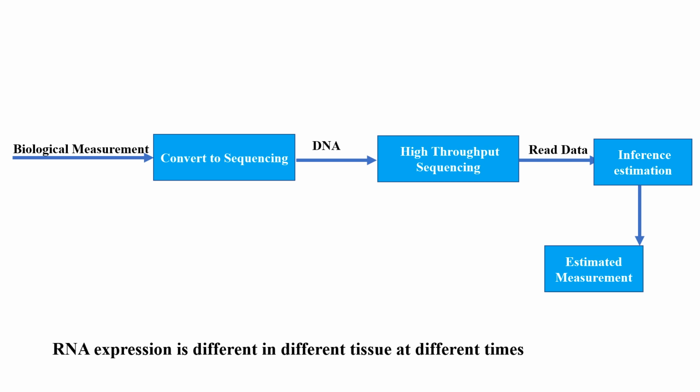So this is the main theme behind why we are using the samples at different times and different tissues. RNA sequencing is basically a biological measurement converted to sequencing from DNA, using high-throughput sequencing. After the high-throughput sequencing, they construct the library and the read data, and after that they make the analysis, inference and estimation based on the control as well as the stress, and after that we go for the estimated measurement.